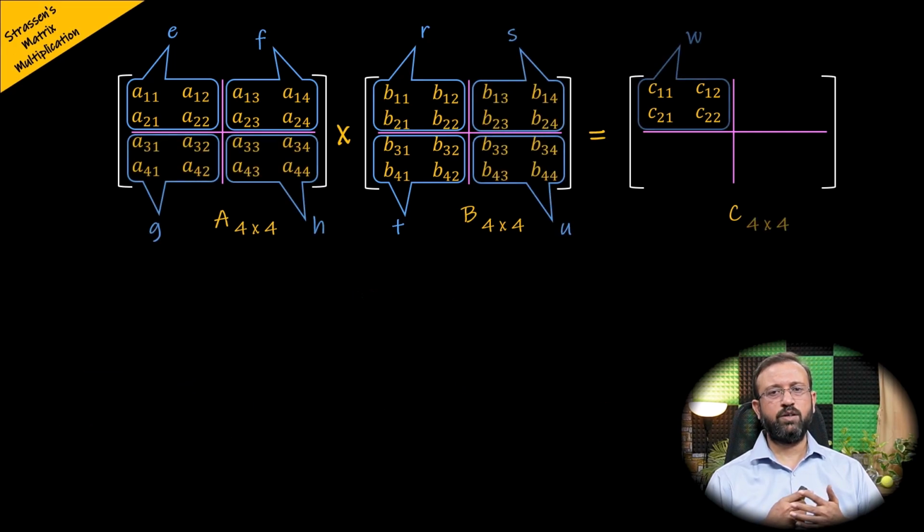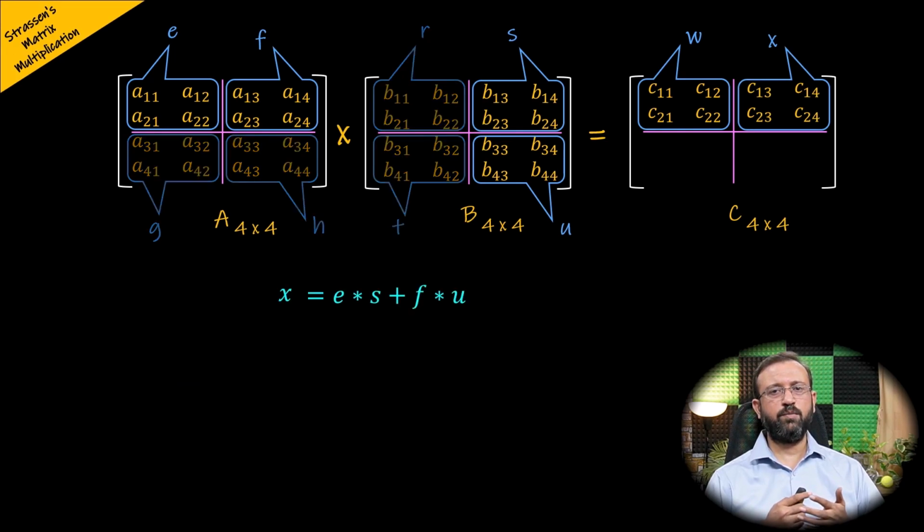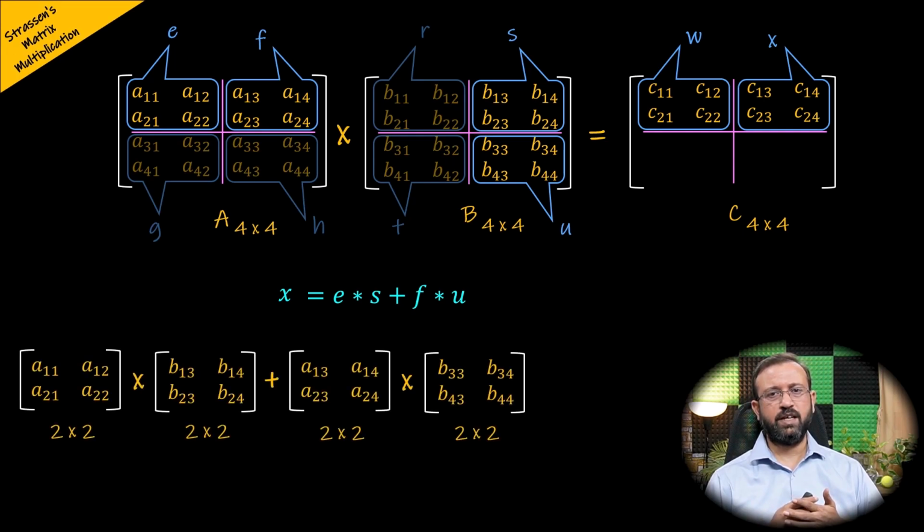In the same way, to compute the elements of the second submatrix X of matrix C, we multiply submatrix E with submatrix S plus we multiply submatrix F with submatrix U. Even here, submatrix E as well as submatrix S and submatrix F and submatrix U are 2 by 2 matrices, and the product of these two submatrices can be computed directly using the 2 by 2 matrix multiplication formulas. Then the matrix addition is applied to get the elements of submatrix X of matrix C.